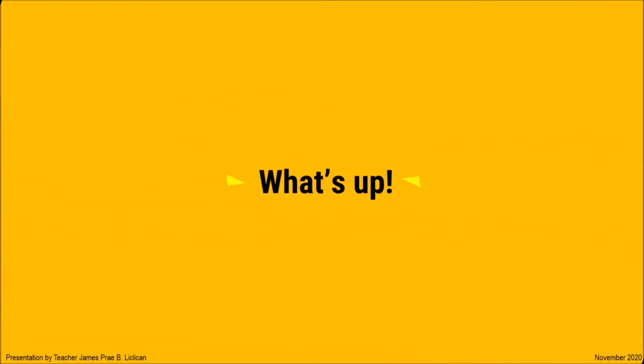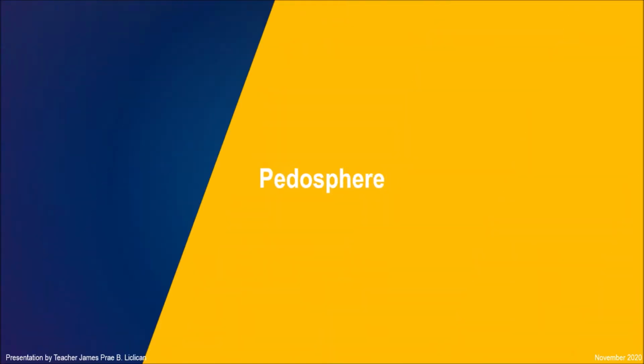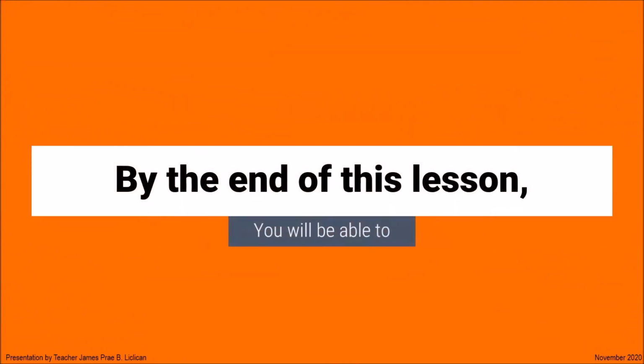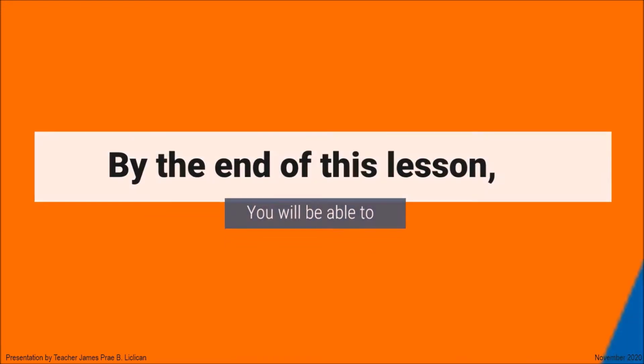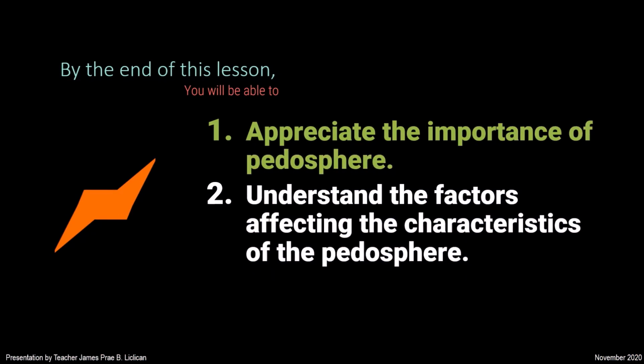Pedosphere as a part of the Earth's subsystem can be described as an area where all subsystems converge. As a result, the presence of a diverse terrestrial life in the planet. In this session, you will be able to appreciate the importance of the pedosphere and understand the factors affecting the characteristics of the pedosphere.